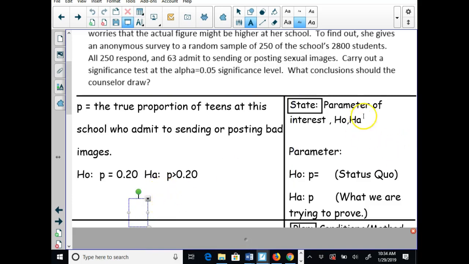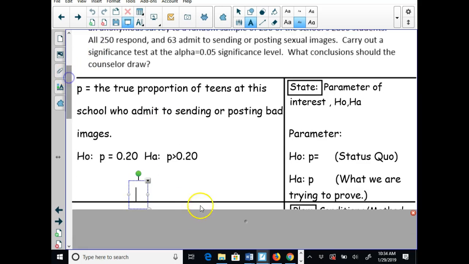So in the state, I want the parameter of interest, the H0, and the HA. Okay? All right, here, 1, 2, and 3 points for that state part. Write down any questions you might have, and now let's move to the plan part.